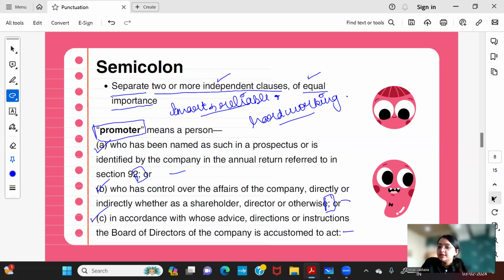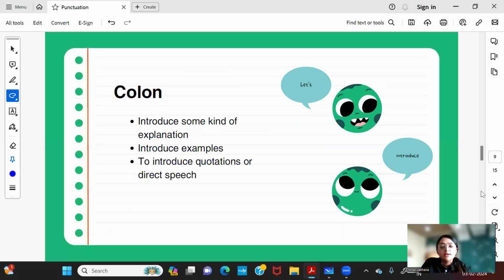Yes. Moving on to the next punctuation mark. So the next one is a colon. So semicolon is the one which includes both a full stop as well as a comma, but colon includes 2 points right here. So when is colon used? So colon is used to introduce some sort of example, some sort of explanation, again, examples, and to introduce quotations or direct speech. So just like how we use comma to introduce a direct speech, we can also include colon.